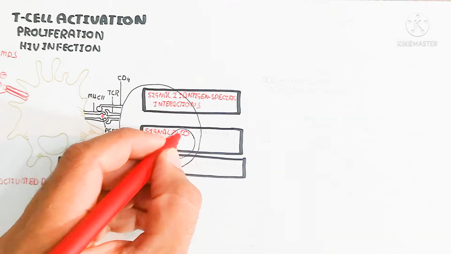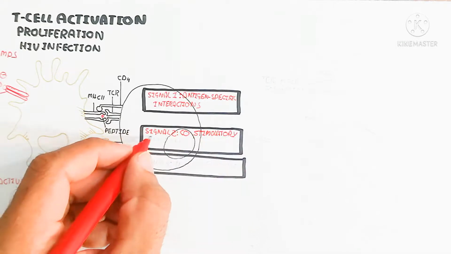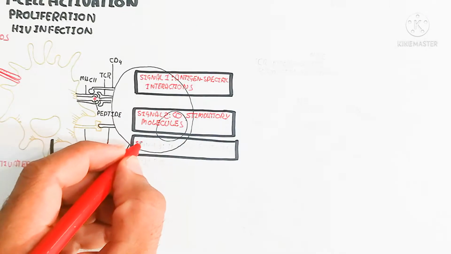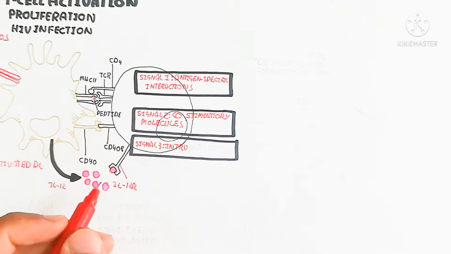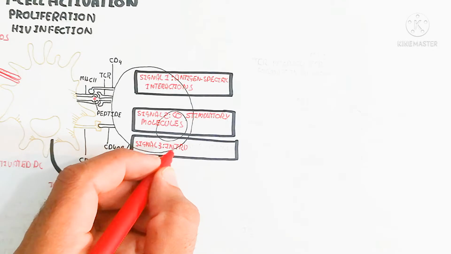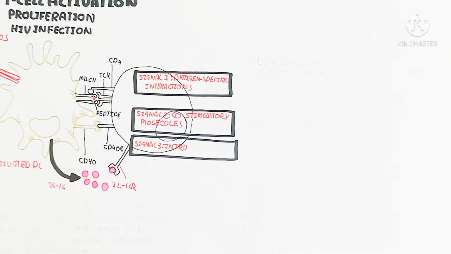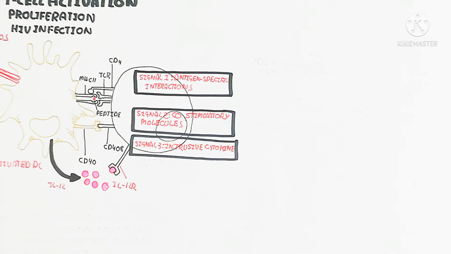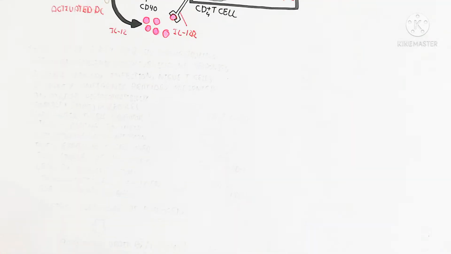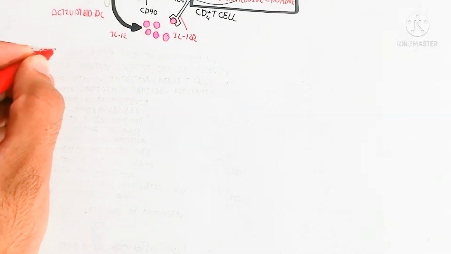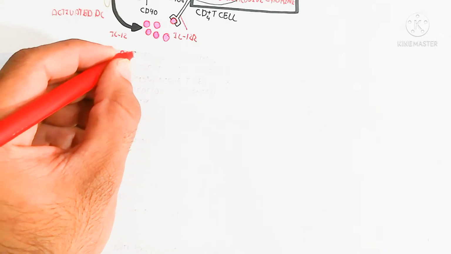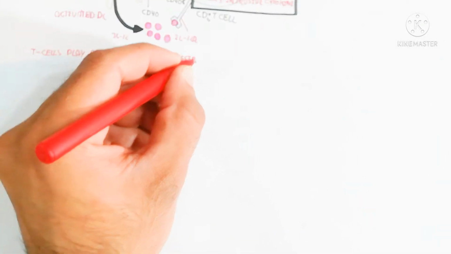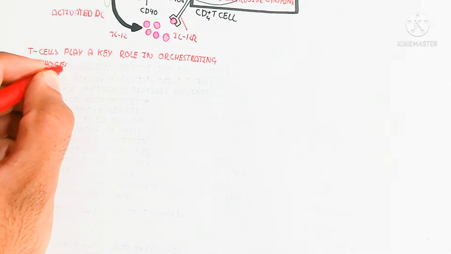So here signal 1 is the antigen specific interaction, signal 2 is the co-stimulatory molecule, and signal 3 is the cytokine production, which is basically the complete activation of the CD4 T cell. This is used for the activation and recruitment of other lymphocytes, for example the T regulatory cell and CD8 T cell.